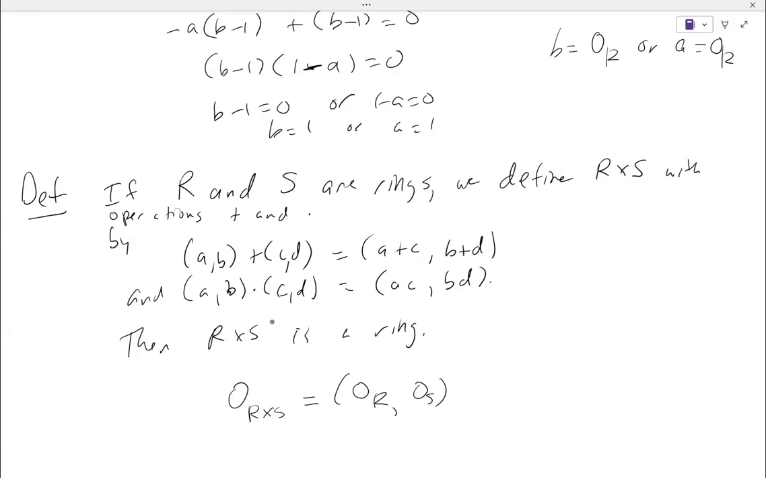What would the additive inverse of an element look like? The same. I'll just leave it as a negative A and a negative B. Exactly. Just knowing that we're doing the inverse of A in R and the inverse of B in S because we're in those components.